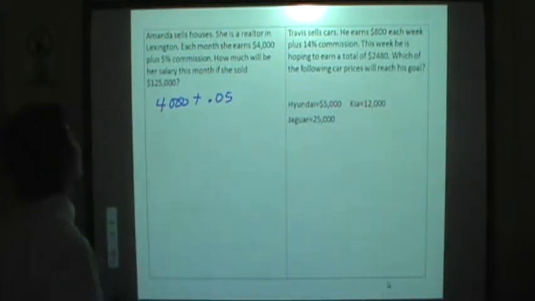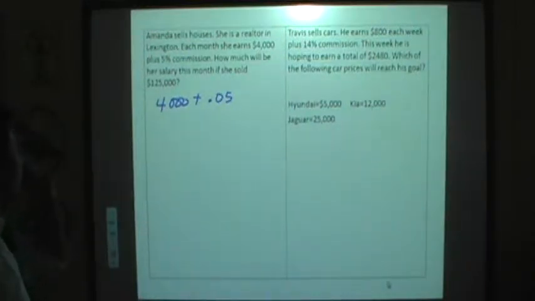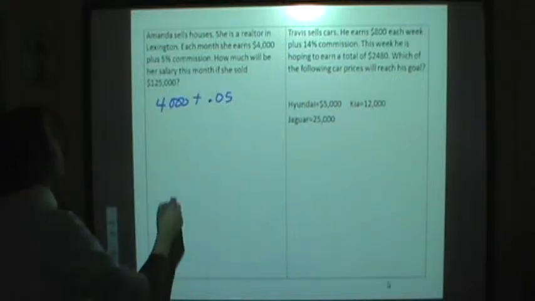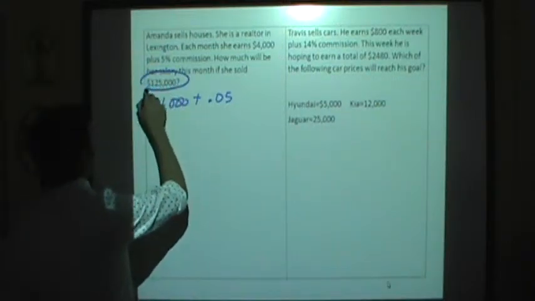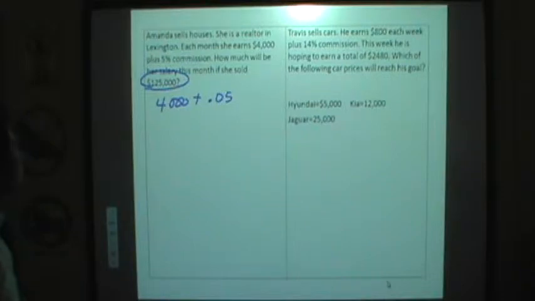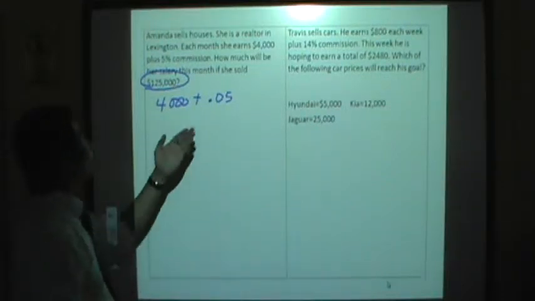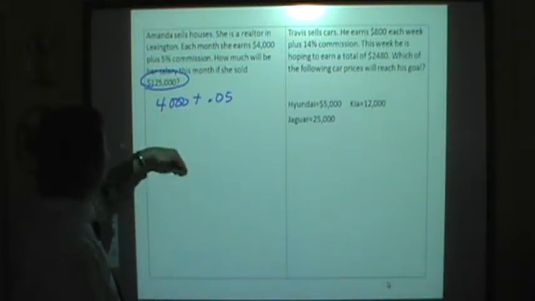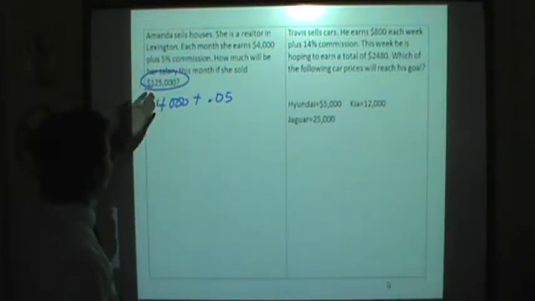5% of whatever she sells in this problem. So here, for example, if she sold a house for $125,000, we need to find out what the 5% of that is, and then add it to the 4,000.